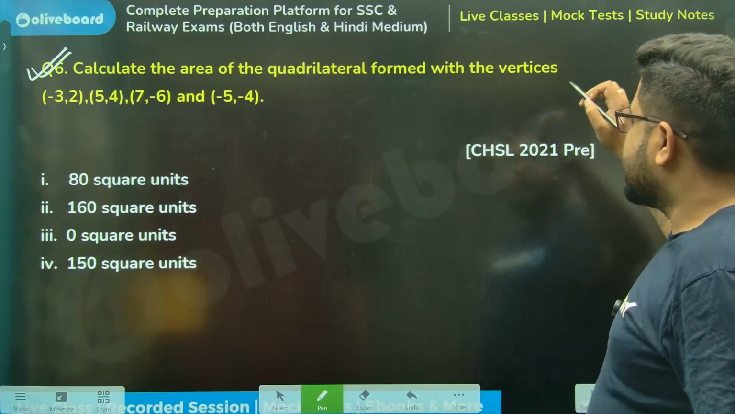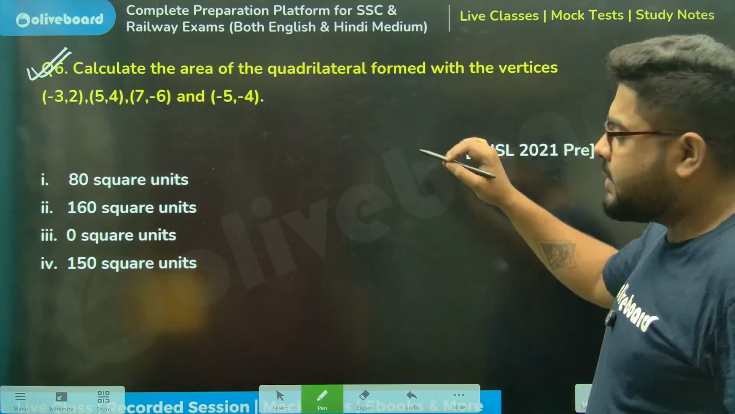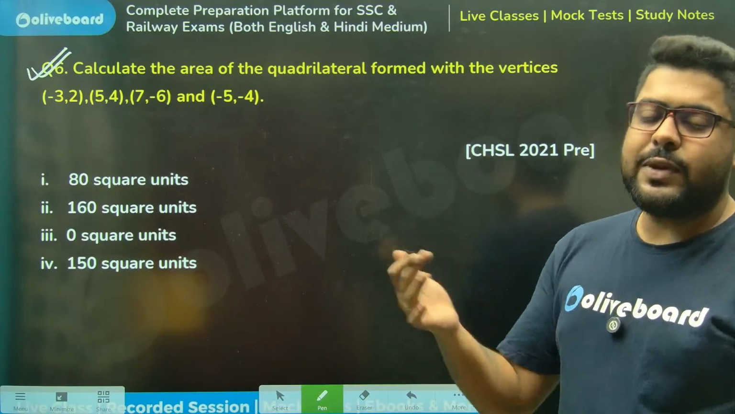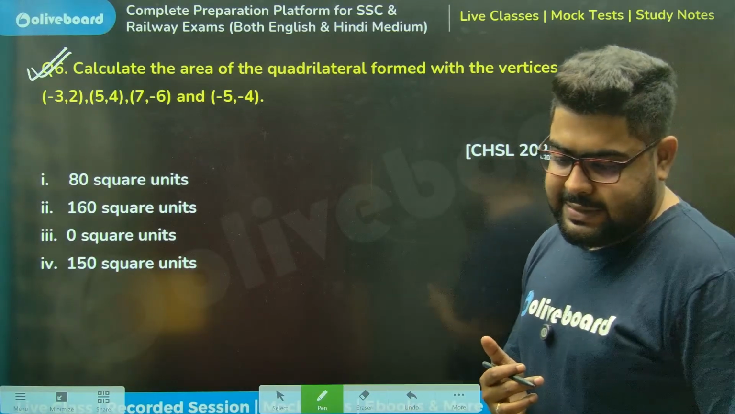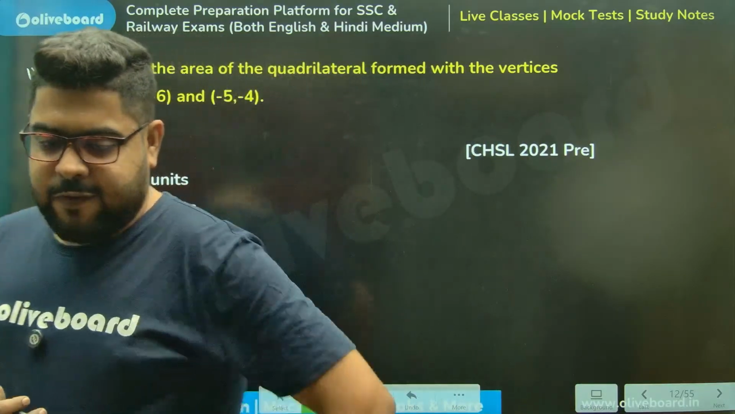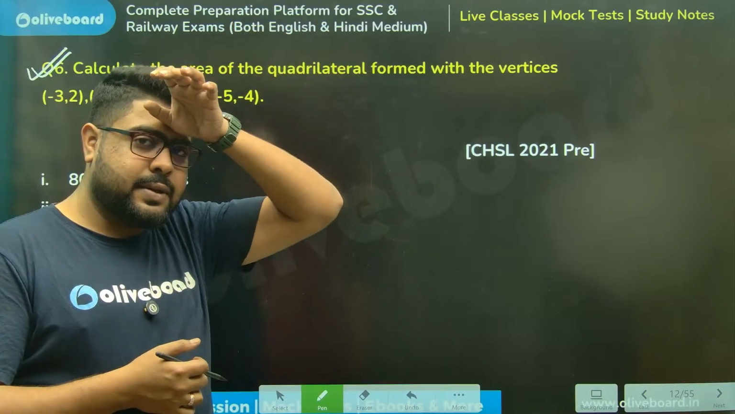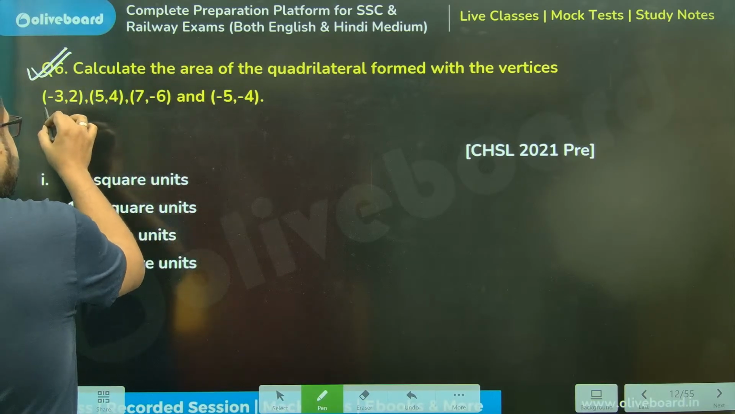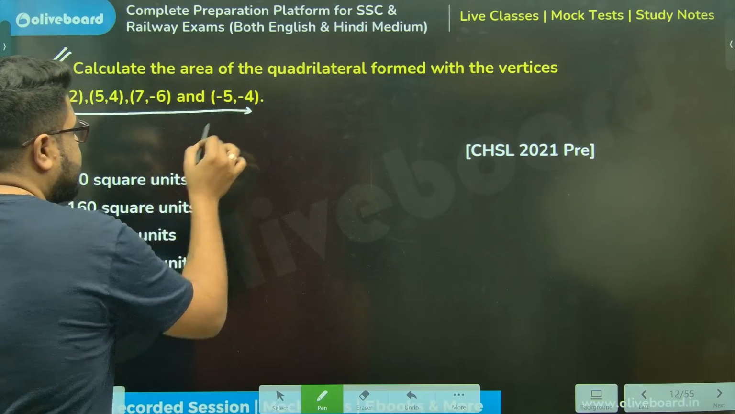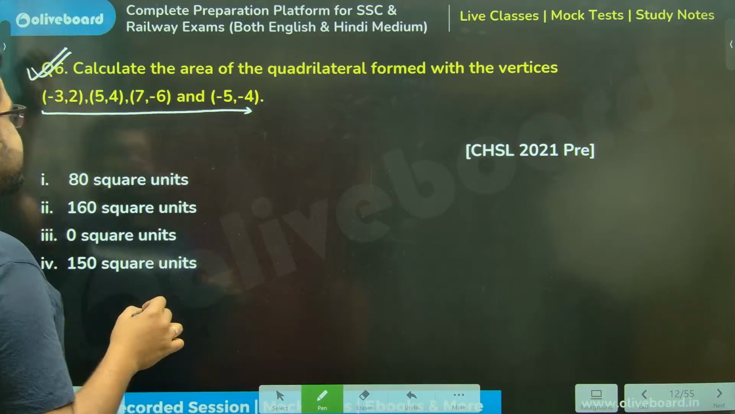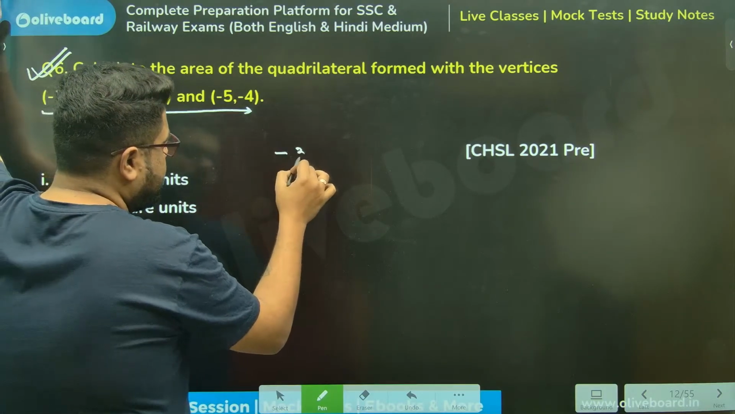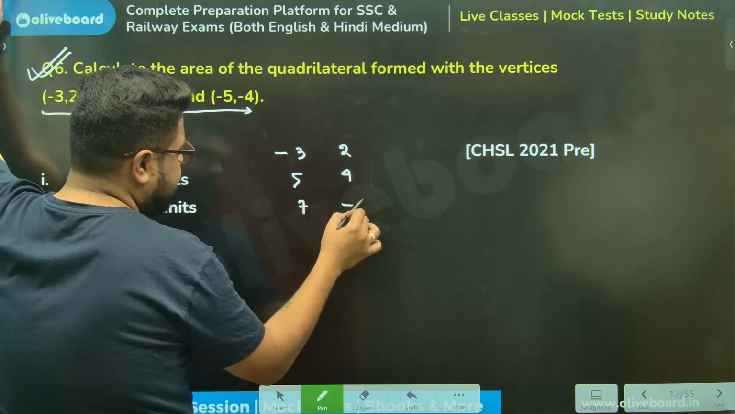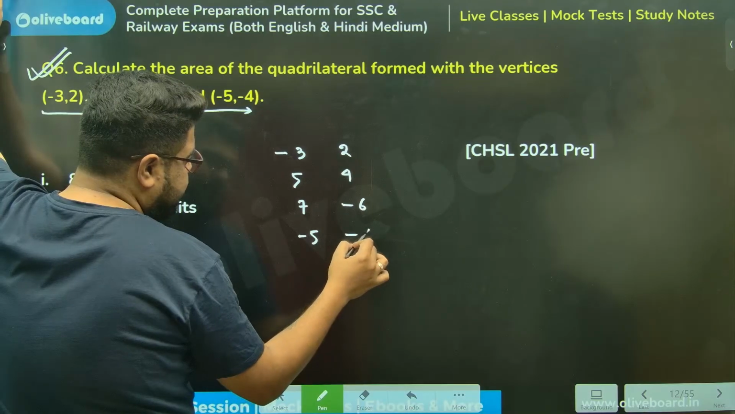Brother, works? They are asking about a quadrilateral, because the order of the points is very important. Otherwise, it will be mistaken. We will get weird values that don't make any sense. Now you see, if you go by triangle, you can't solve it. Again, start from any point, but try to go in this order only. So I will go in this order: -3, 2, 5, 4, 7, -6, -5, -4.